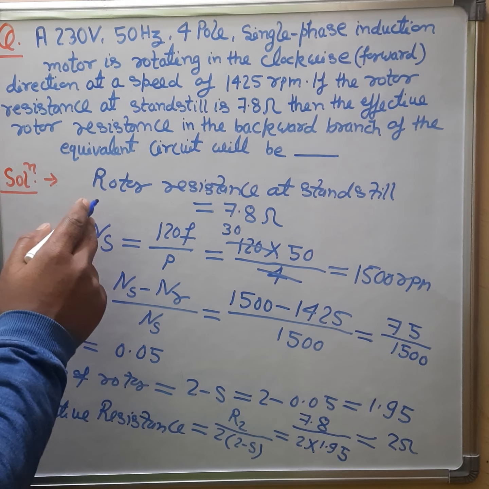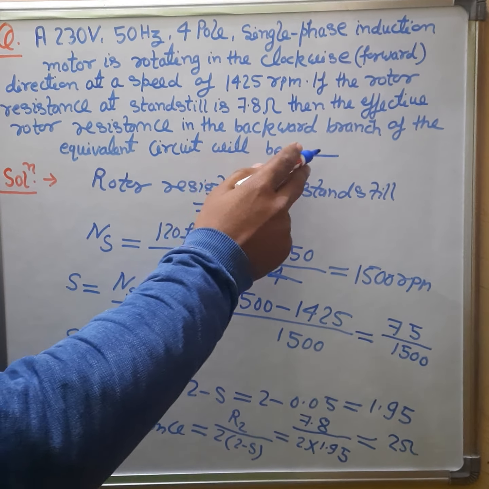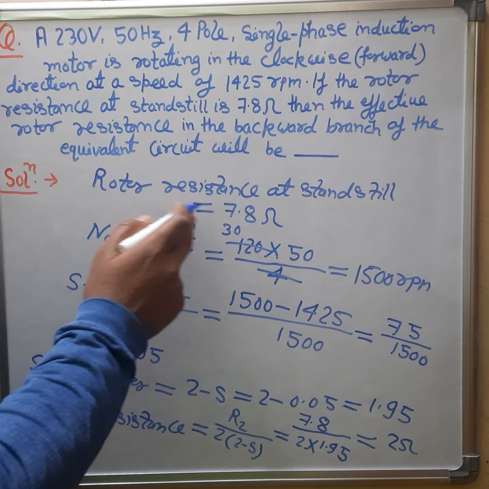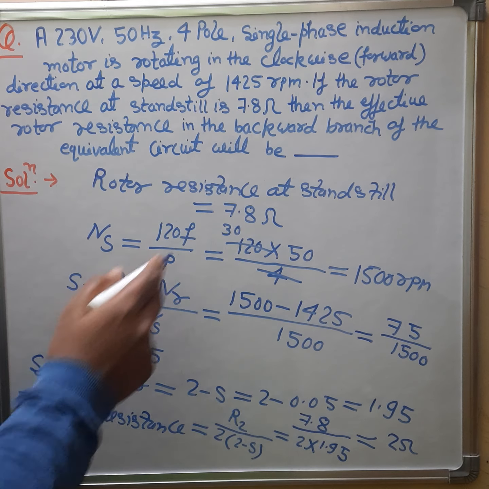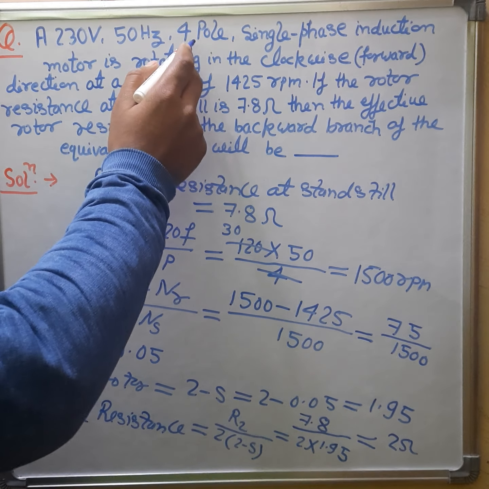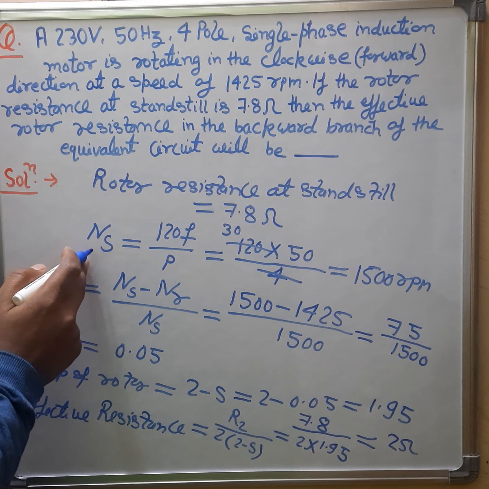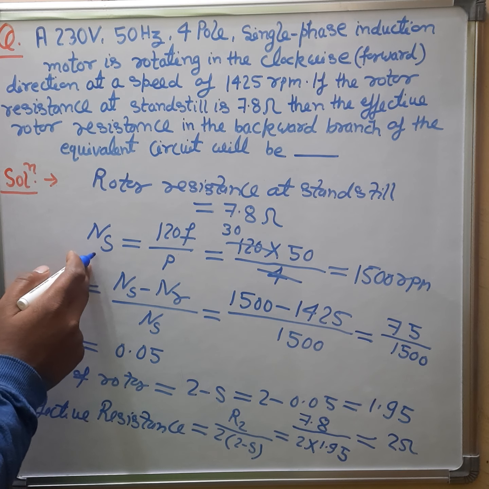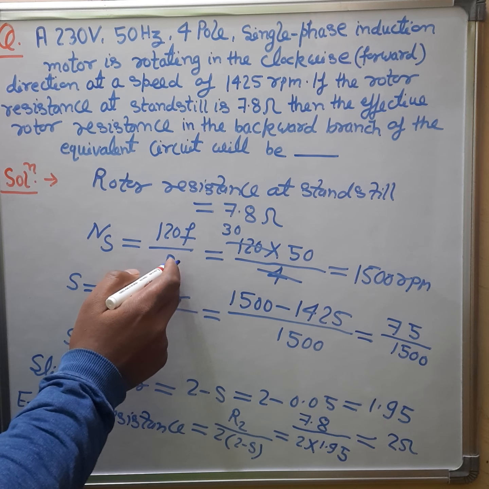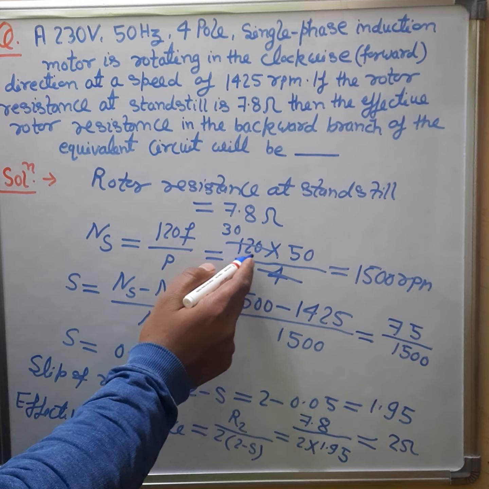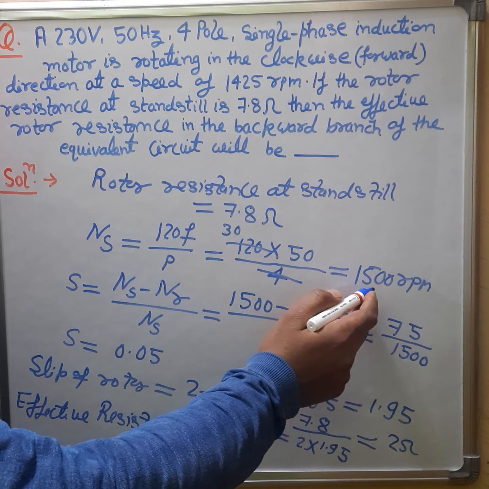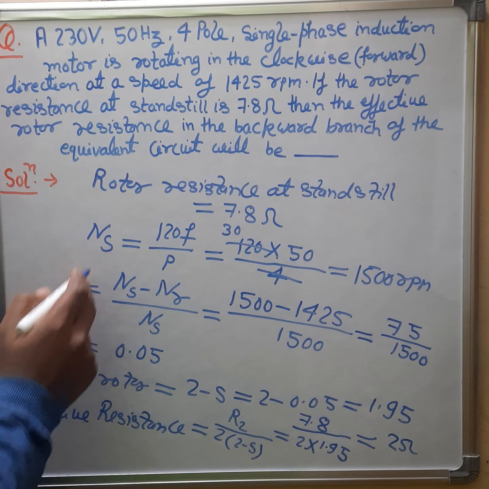In the question, find the rotor resistance in the backward branch of the equivalent circuit. In the question, the given data is rotor resistance at standstill 7.8 ohm, frequency is 50 Hz and number of poles is 4. Then use the formula synchronous speed Ns is equal to 120 f divided by p. Then put the value of frequency and number of poles. It becomes 120 multiplied by 50 divided by 4. Simplified, this value becomes 1500 rpm, which is the value of synchronous speed.